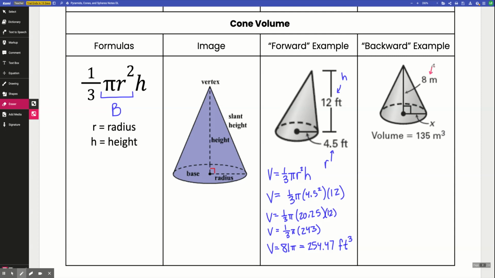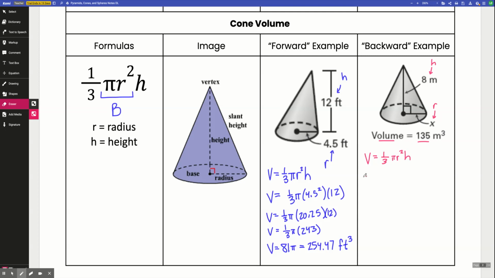So here, they told me that the height of the cone is 8. I don't know what the radius is, but I do know that the volume is 135. So again, I'm still using the exact same formula. Volume equals 1/3 pi r squared h. Okay, so let's plug in the information that we know.